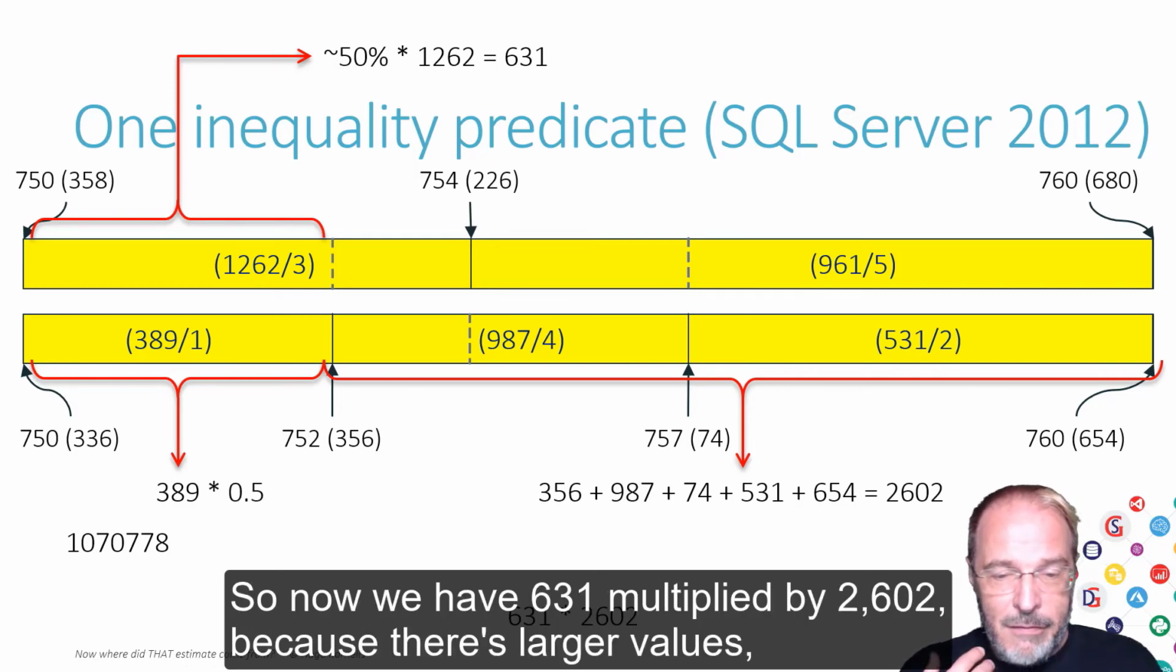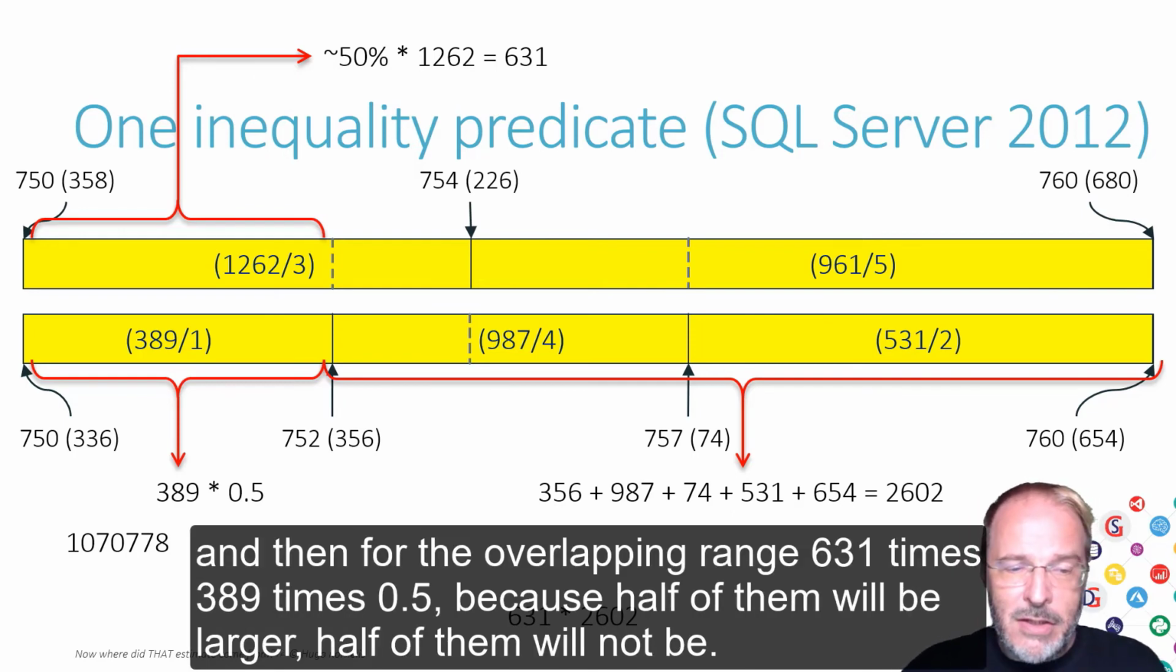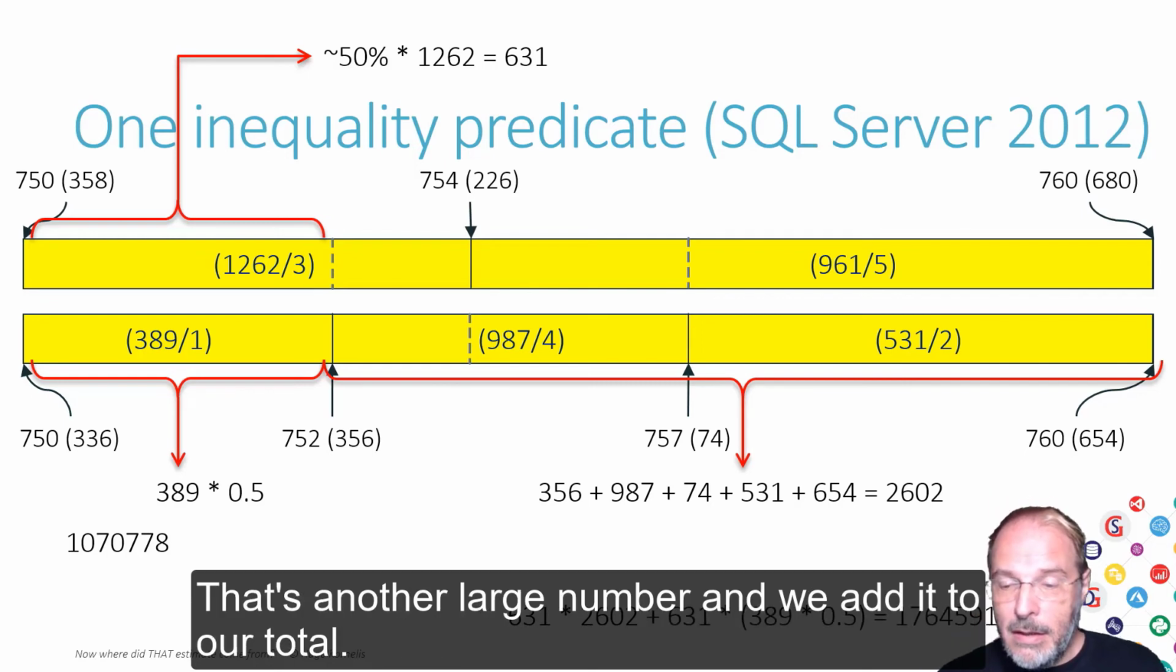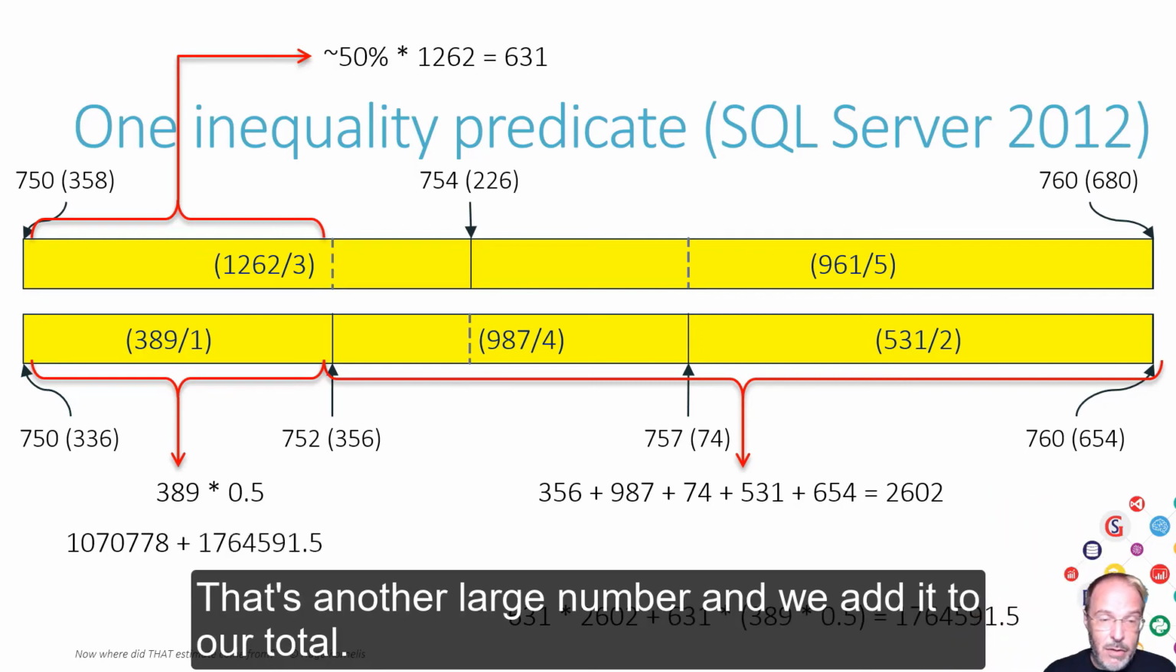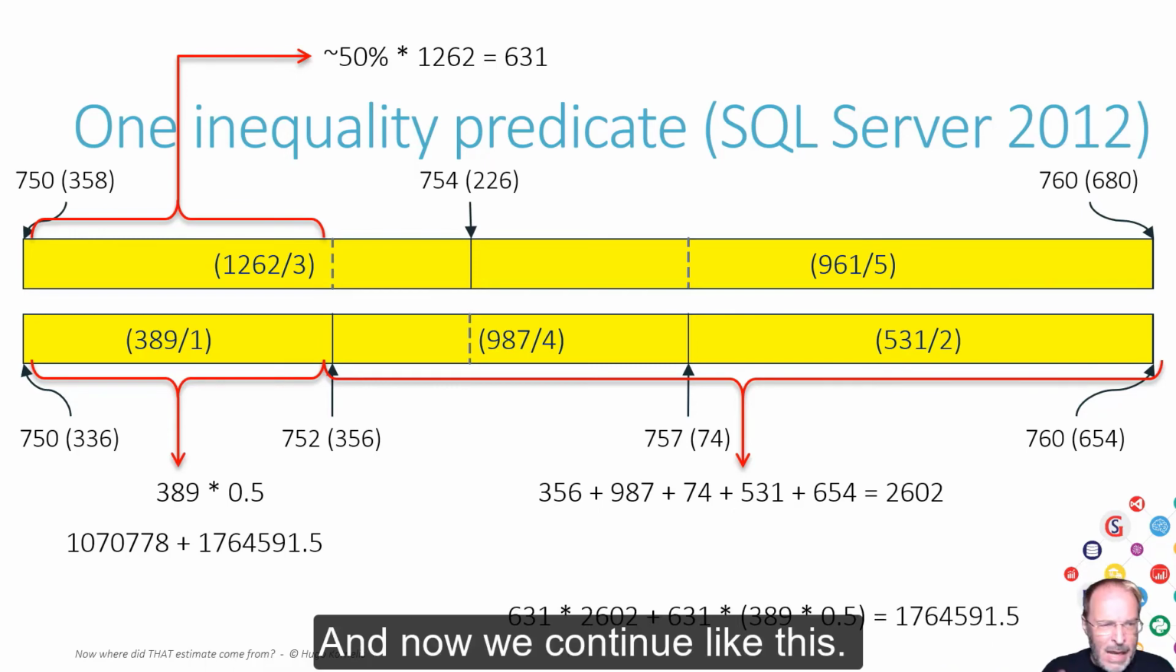So now we have 631 multiplied by 2602 because there's larger values, and then for the overlapping range 631 times 389 times 0.5, because half of them will be larger, half of them will not be. That's another large number and we add it to our total. And now we'll continue like this.